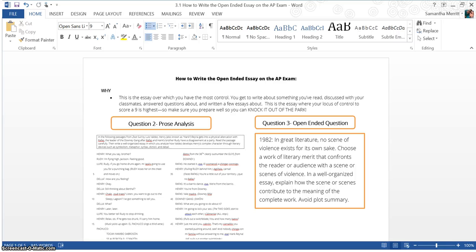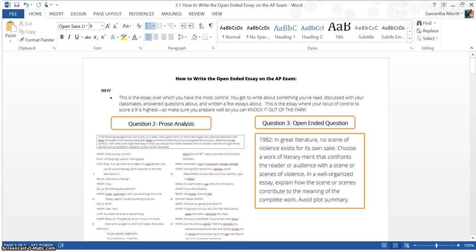Okay, hi y'all. We are going to be talking about how to write the Q3 essay, also known as the open-ended essay for the AP exam. This talks about why the Q3 essay is so wonderful. And basically, it comes down to this.